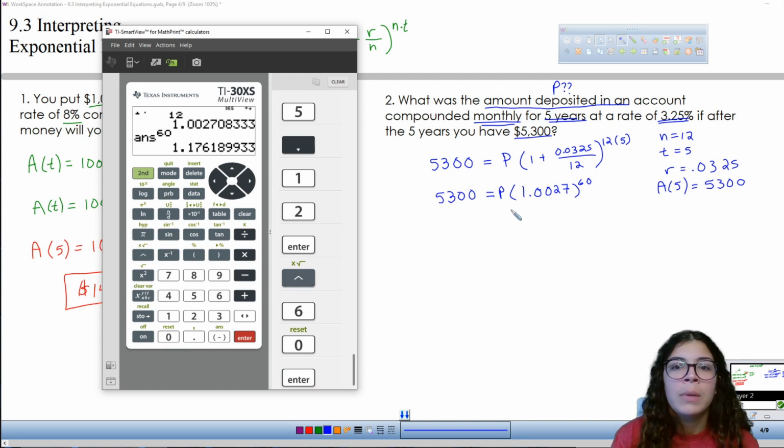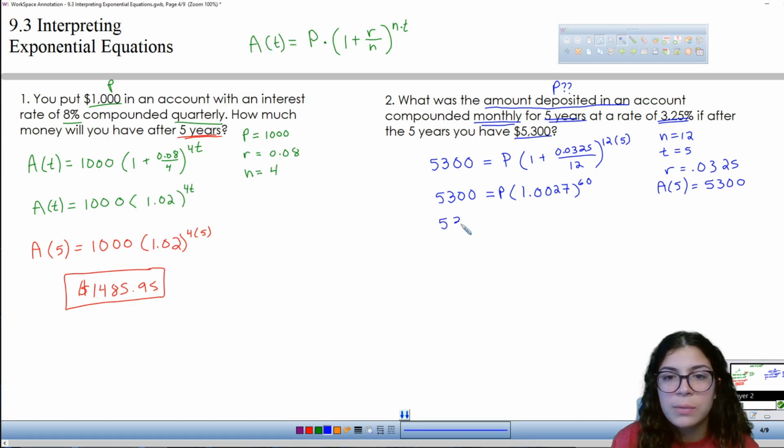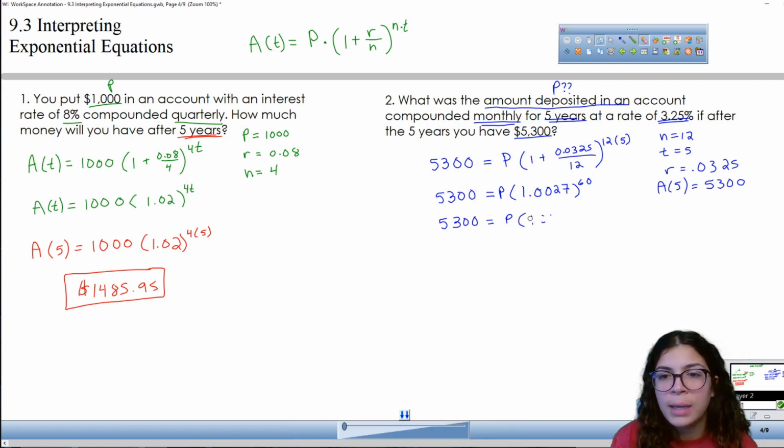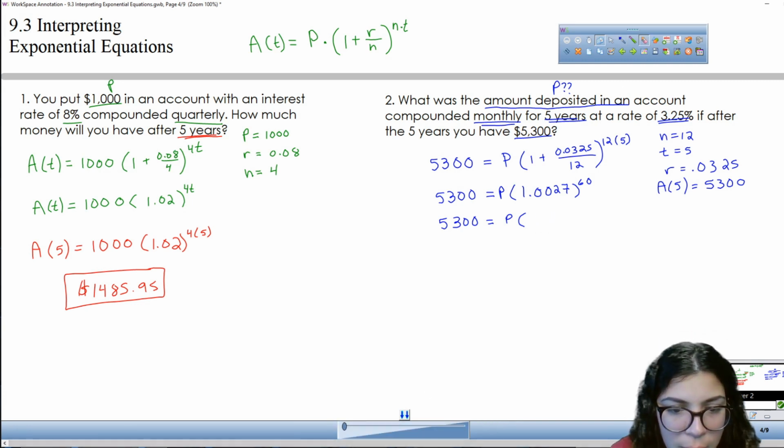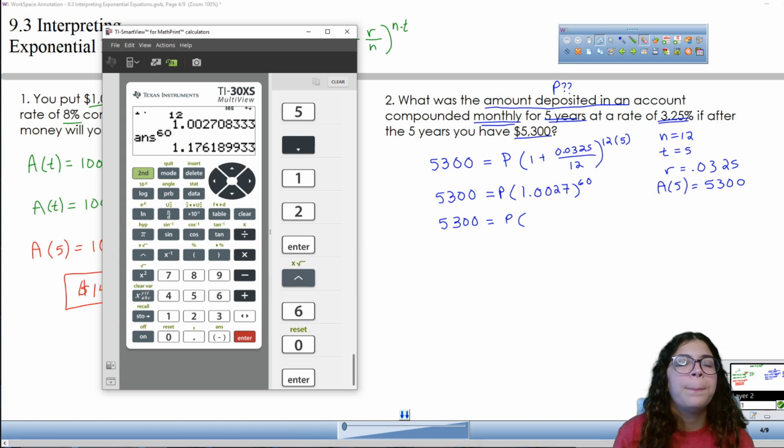So now, I will have that number there, okay, which is 5,300 equals P times 1.0, or actually, I'm sorry, we just did that, so that ended up being what? About 1.1762.